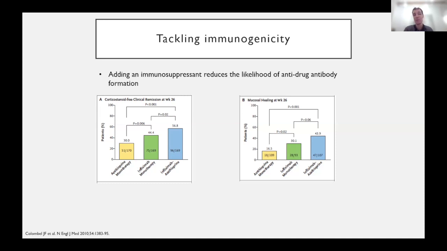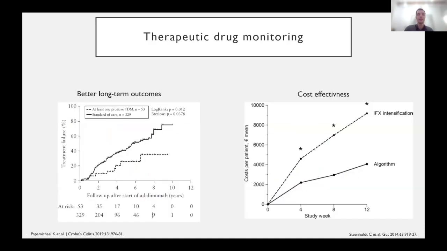Patients receiving both infliximab and azathioprine did better in terms of endoscopy and in terms of symptoms than patients receiving either drug in monotherapy. On the other hand, looking at therapeutic drug monitoring, this of course could be an entire talk in its own right. So I'll just give you some high-level thoughts.